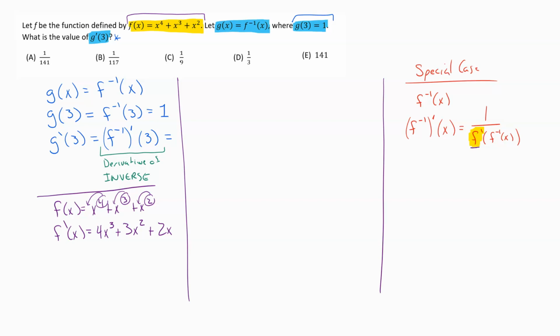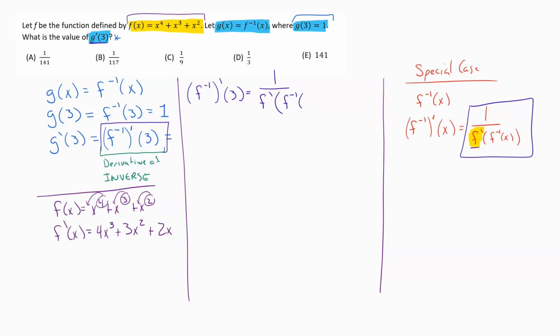Now let's put some numbers into place. What we're trying to find is g prime of 3, but in order to understand this problem, we want to keep it in terms of f. So the inverse derivative of 3 would equal, following that rule, 1 over f prime of the inverse at 3, since we're plugging in 3 for x.